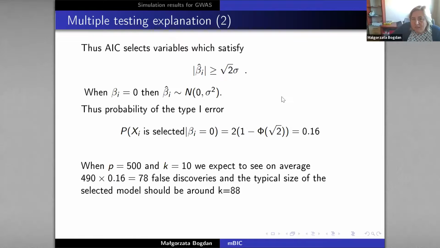So Akaike criterion has no multiple testing correction. So basically, the probability of including any false one is 0.16. So when your P is large, you are going to include many false discoveries. Okay.